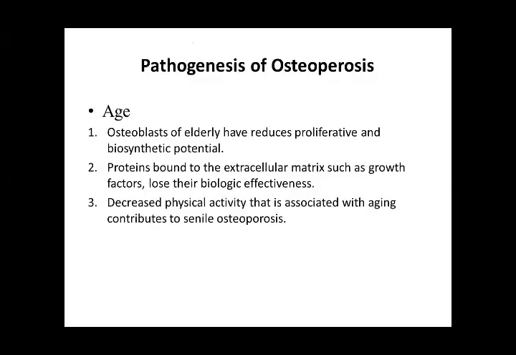Pathogenesis: age. Osteoblasts of the elderly have reduced proliferative and biosynthetic potential. Proteins bound to the extracellular matrix, such as growth factors, lose their biological effectiveness, and there is decreased physical activity. So osteoblasts have reduced capability of proliferating, and growth factors lose their biological effectiveness. It is like things are leaving your side. Decreased physical activity contributes to bone pains and osteoarthritis.